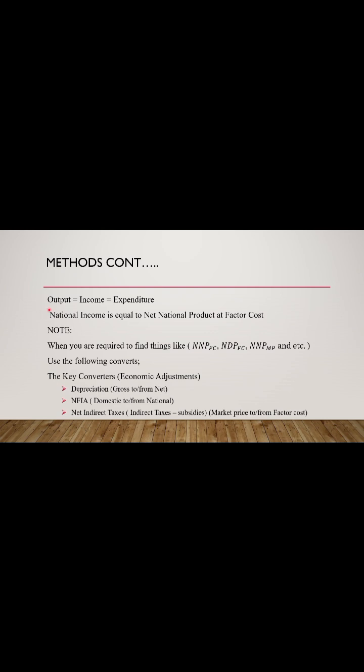Also, you should keep in mind that the answers obtained in these three methods should be equal. The answer obtained in output, income, and expenditure should be equal. So if we get 200 on output, you should also get 200 in income, and 200 on expenditure. National income is equal to net national product at factor cost. So when you are told to find national income, the identity to take into mind is net national product at factor cost.